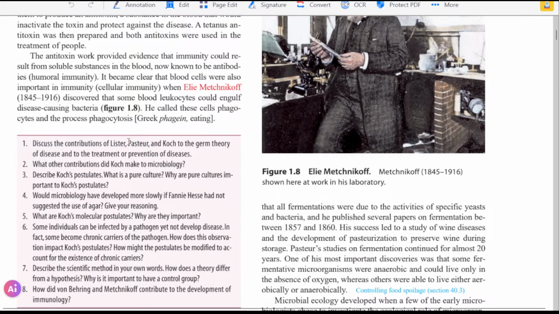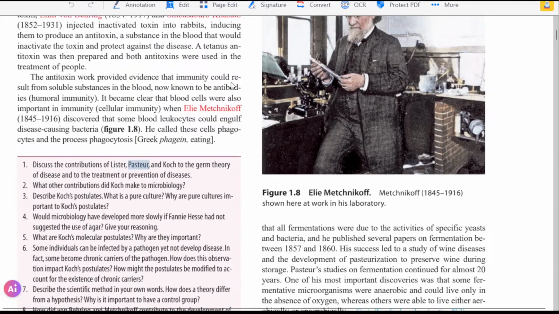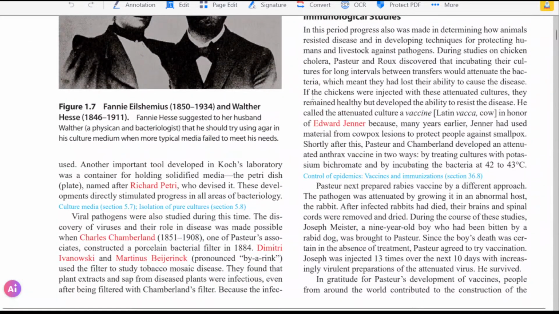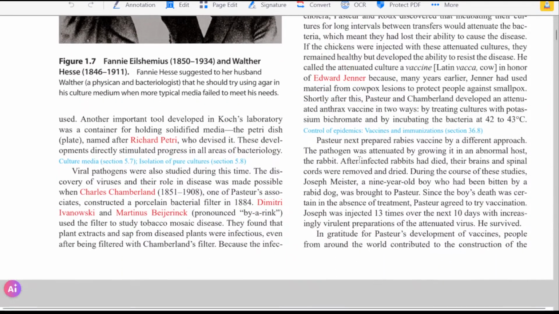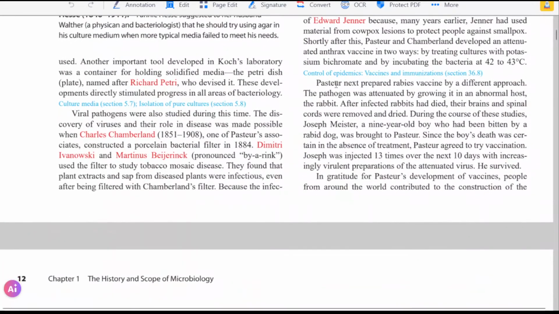About Pasteur, as you can see, wait, did Pasteur do something in the disease area as well? Oh yeah, Pasteur, by growing it in an abnormal host. Oh yeah, this story I completely forgot. Pasteur did develop the rabies vaccine, right? We know that you can take the microorganisms, or in this case, wait, it's a virus, right? It's a virus.